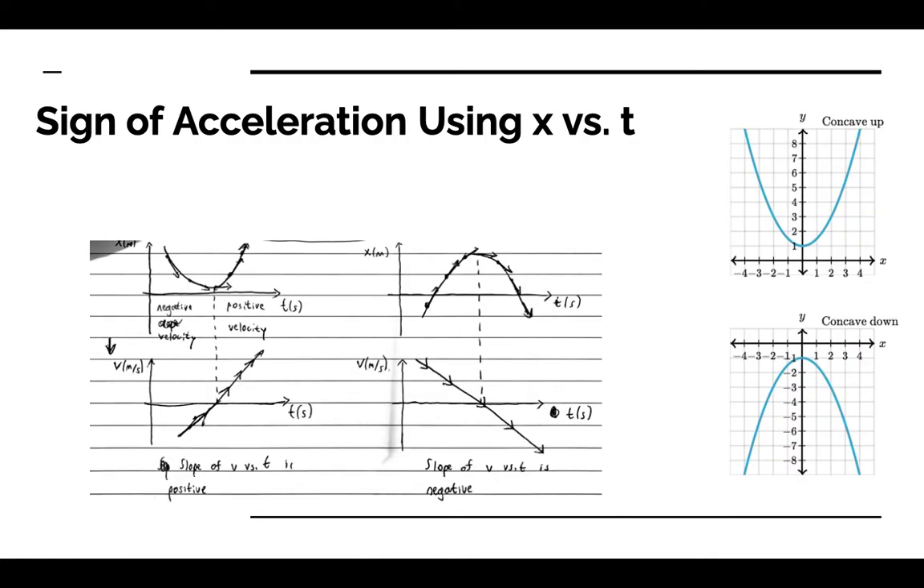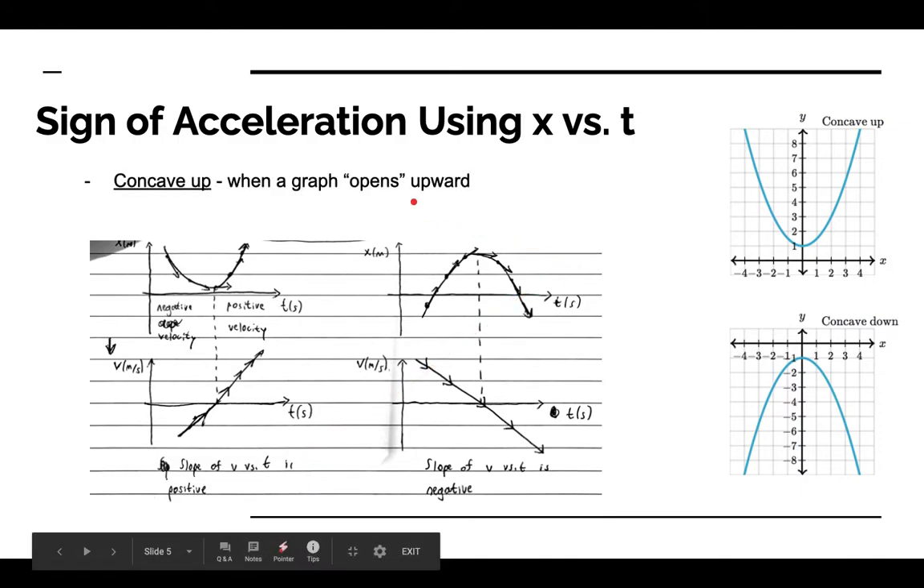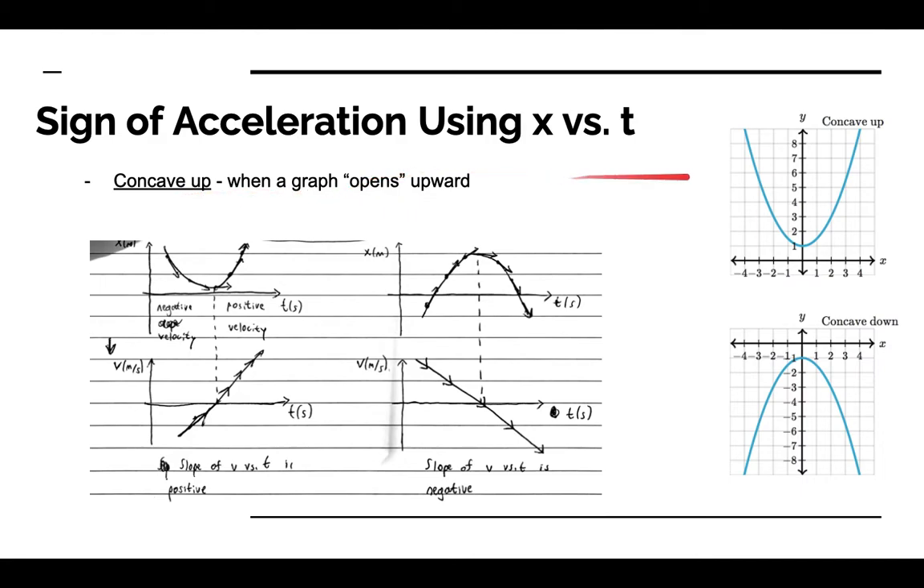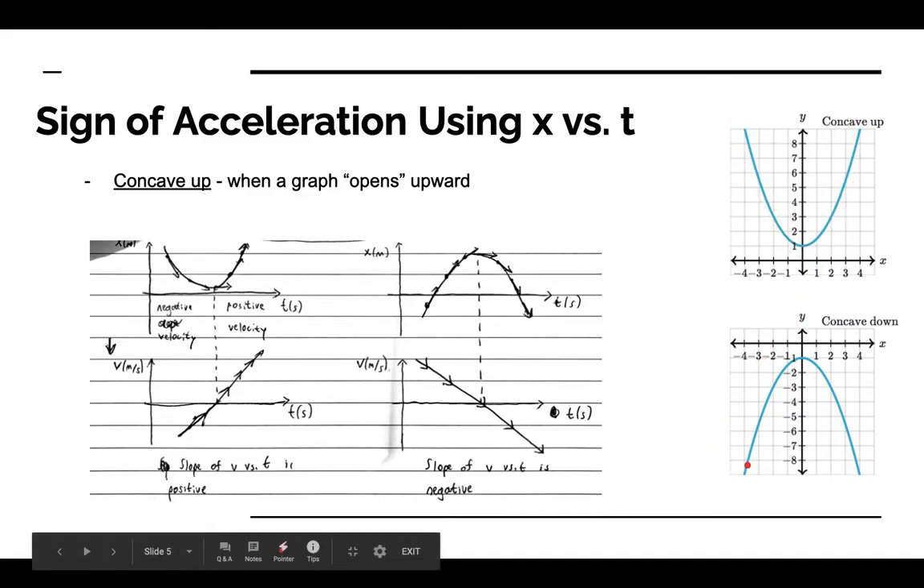Now we're going to look at how we can determine the sign of acceleration using a position versus time graph. We start off with some definitions from mathematics that are seen in calculus, although we won't be doing any equations with calculus. A term from calculus that we use to describe the behavior of a graph is concave up. Concave up describes when a graph curves or opens upward, like the parabola that we have right here. Concave down refers to when a graph curves or opens downward, like we see our parabola doing right here.